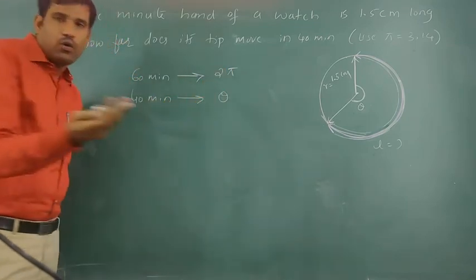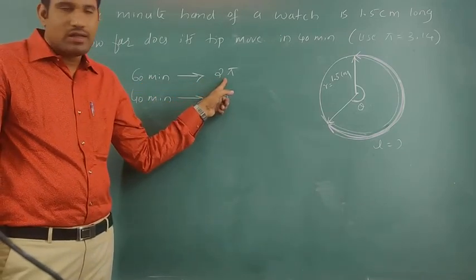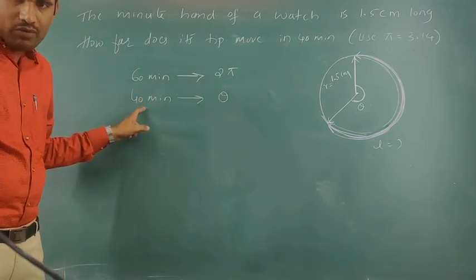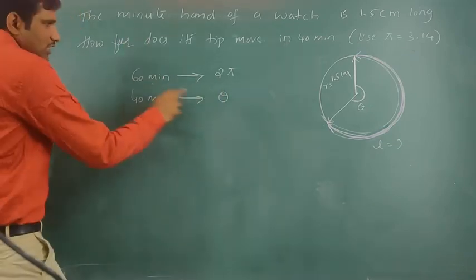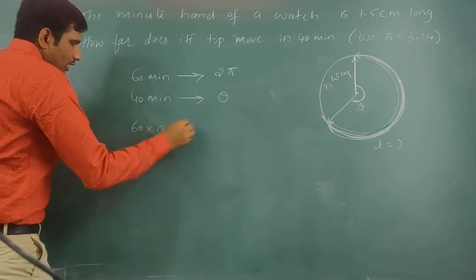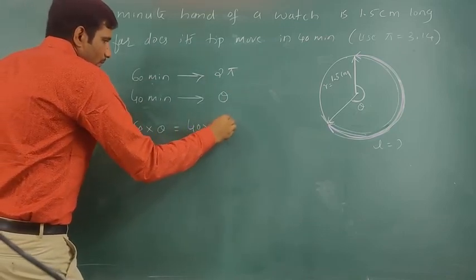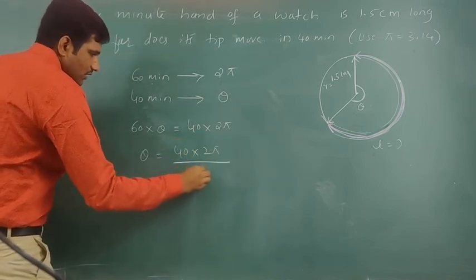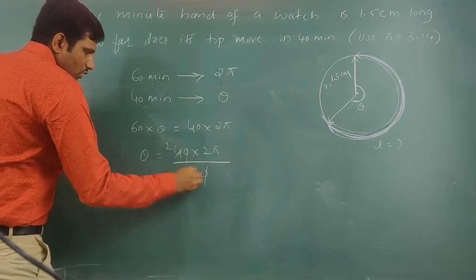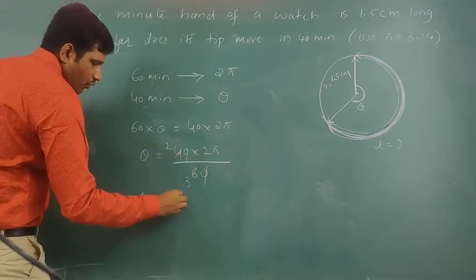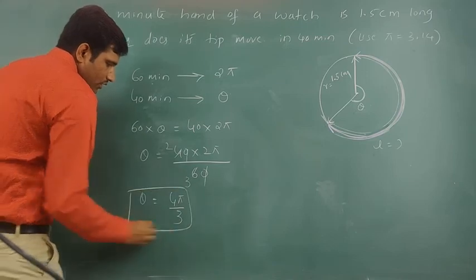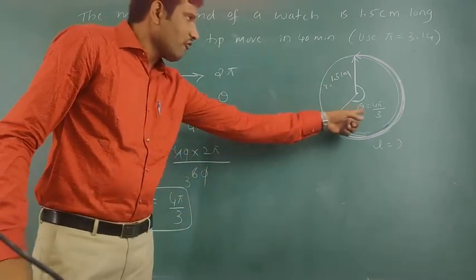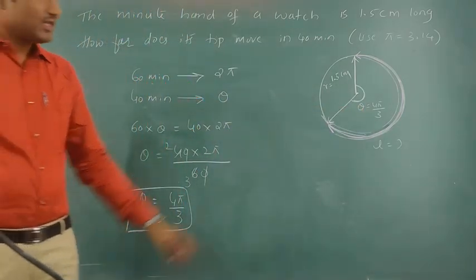Let us say it is theta. For 60 minutes, that total coverage is 2 pi radians. So for 40 minutes, let us take it as theta. 60 into theta is equal to 40 into 2 pi. So therefore, theta is 40 into 2 pi divided by 60. 2 twos are 4, pi by 3. So theta is 4 pi by 3. In 40 minutes, the angle formed is 4 pi by 3. Is it clear, students?